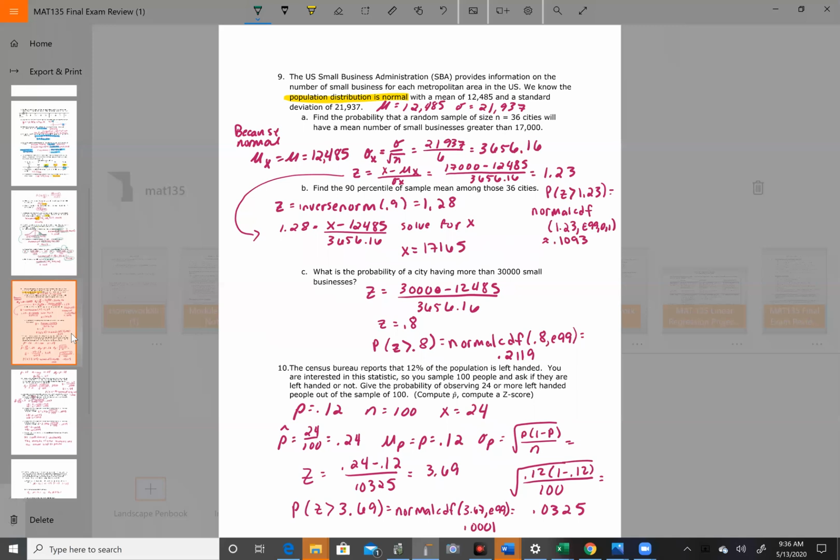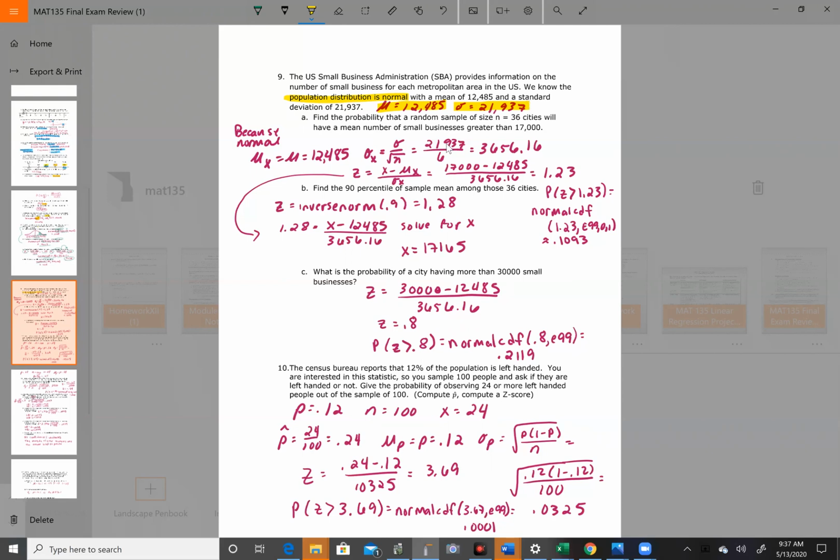The U.S. Small Business Administration provides information on the number of small businesses for each metropolitan area in the U.S. We know that the population distribution is normal with a mean of 12,485 and a standard deviation of 21,937. So I wrote those down just to remind myself. Mu is 12,485, sigma, or the standard deviation, is 21,937, that's for the population.